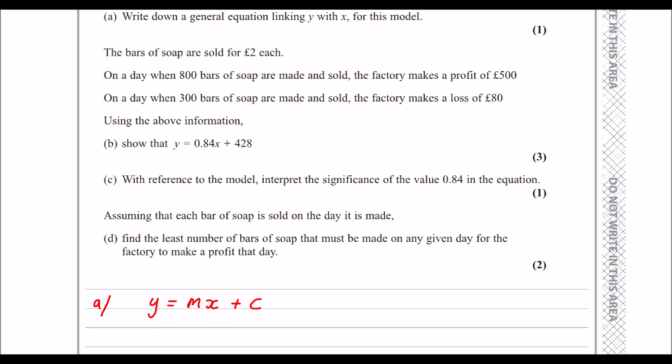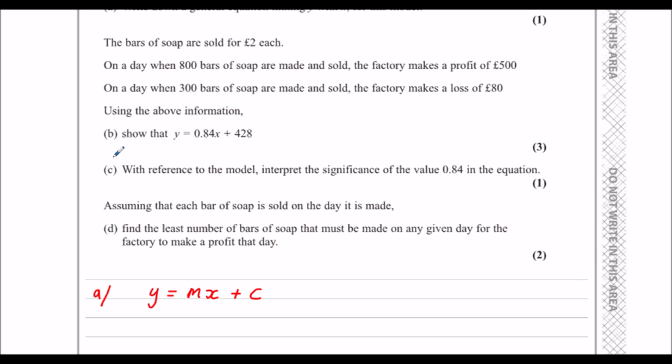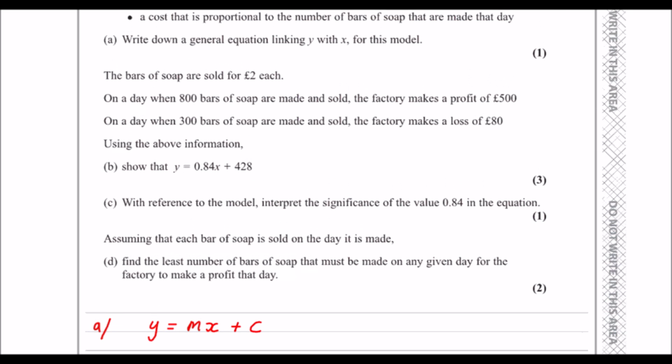So the bars of soap are sold for £2 each. On a day where 800 bars of soap are made, the factory makes a profit of £500. On a day when 300 bars of soap are made and sold, the factory makes a loss of £80. Use the above information to show that Y equals 0.84x plus 428.